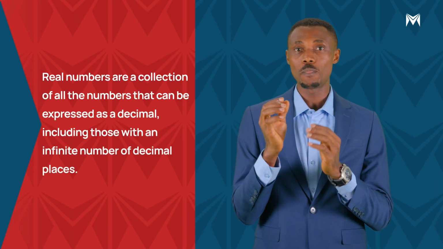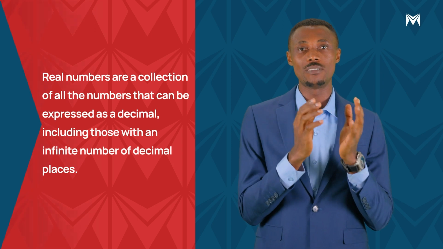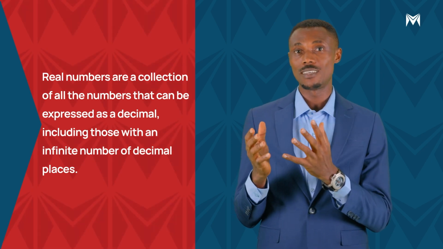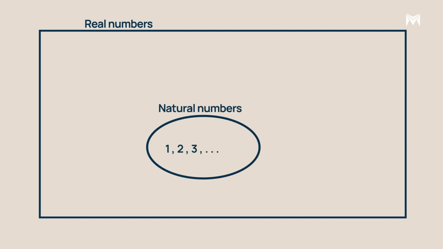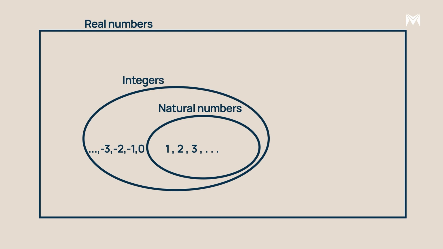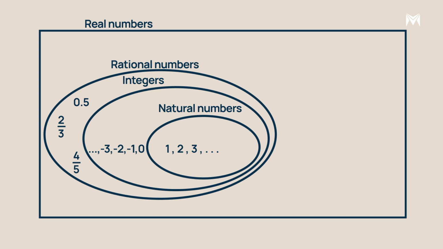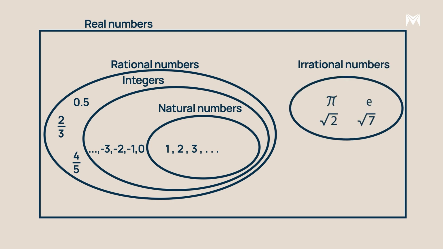Therefore, real numbers are a collection of all numbers that can be expressed as a decimal, including those with infinite number of decimal places. In other words, real numbers encompass several types of numbers, including natural numbers, which are also counting numbers, integers, which are positive and negative whole numbers, including 0, rational numbers, which are numbers that can be expressed as fractions or decimals, and irrational numbers, which are numbers that cannot be expressed as fractions.